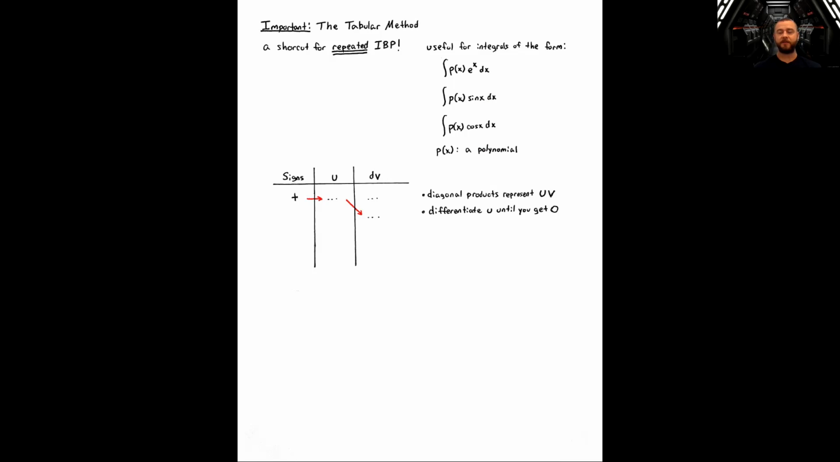The benefit of using the tabular method is if the expression p of x is a polynomial or a power of x, you can successively differentiate that to eventually get 0. So think of any power of x, you can differentiate it, and eventually you'll get down to 0. So the tabular method just speeds all this up. We just repeat that.